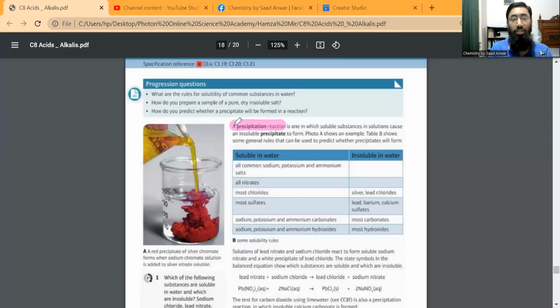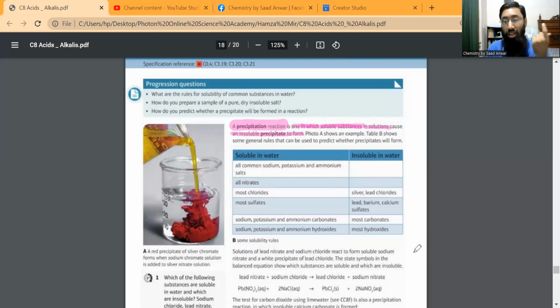This is the textbook, and you can see in the textbook this is the definition of precipitation. A precipitation reaction is one in which soluble substances in solution cause an insoluble precipitate to form. Soluble substances make an insoluble precipitate. This reaction is called a precipitation reaction.